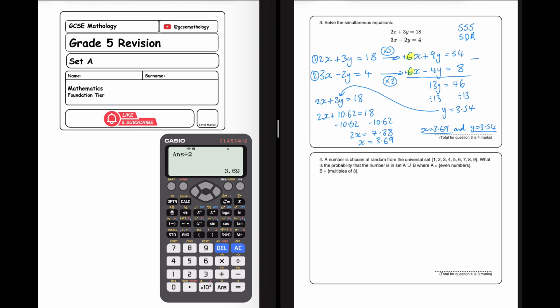Question 4 says a number is chosen at random from the universal set. We've got 1, 2, 3, 4, 5, 6, 7, 8, 9. What is the probability that the number is in the set A union B, where A is all of the even numbers and B is all of the multiples of 3? Let's first draw a Venn diagram. We're going to draw our outside box and then inside our 2 circles.